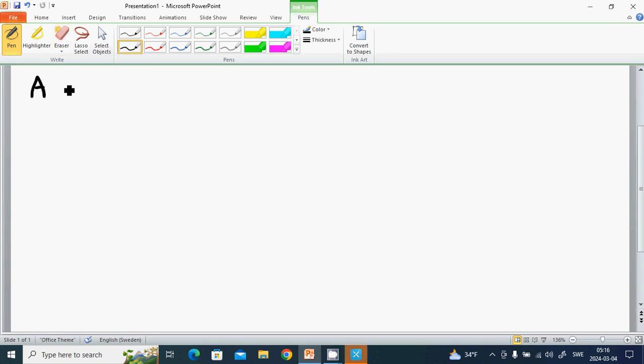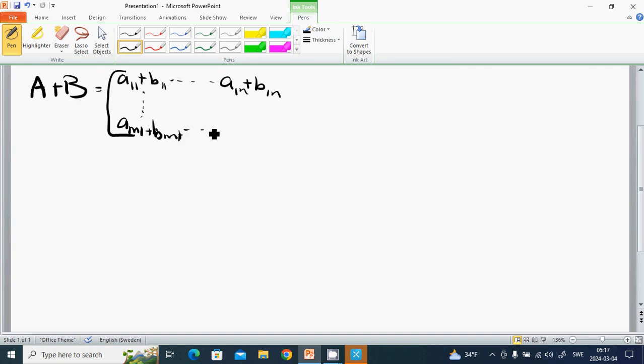We have two matrices. A plus B equals A11 plus B11, A1n plus B1n, AM1 plus BM1, AMN plus BMN. It means that both matrices must have the same size. Both A is an M by n matrix and B is an M by n matrix.